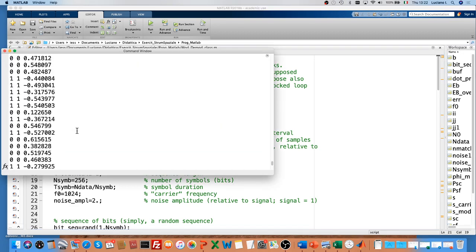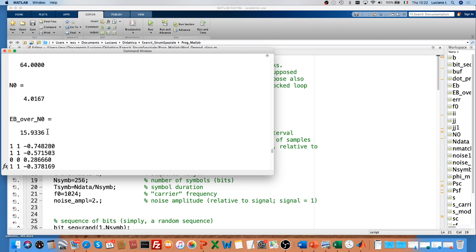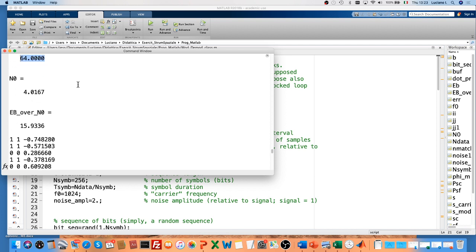The energy per bit is 15. So we are getting a bit closer to the limit. You see, now we have an energy per bit of 64. The noise level stays the same, about 4, and we have, therefore, an energy per bit which is half the previous one, about 16.